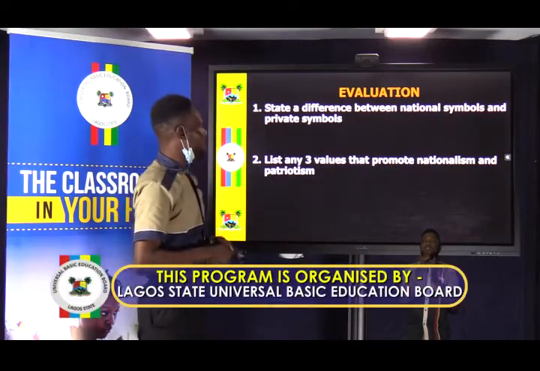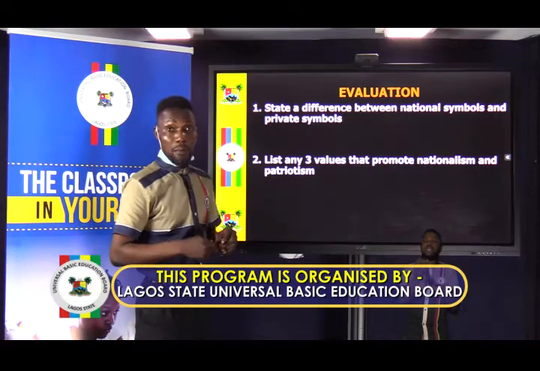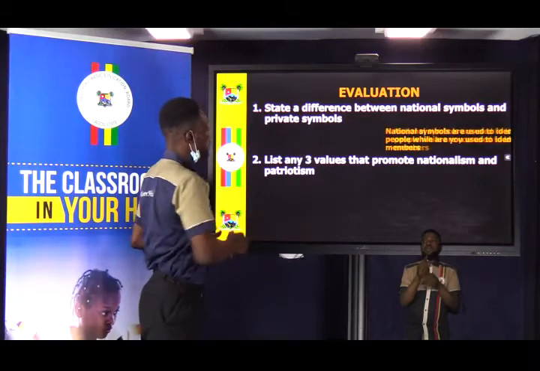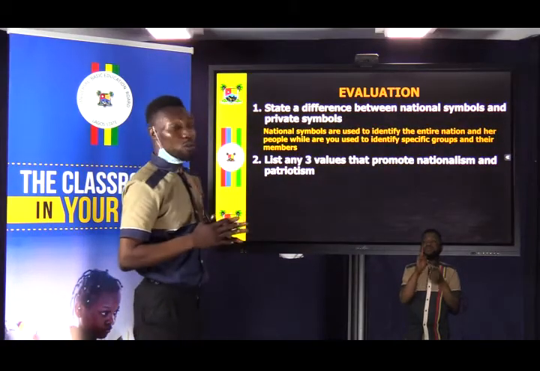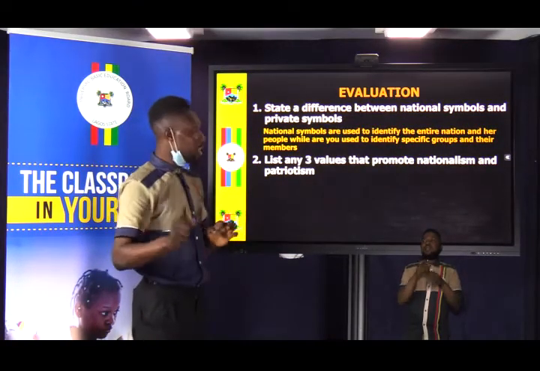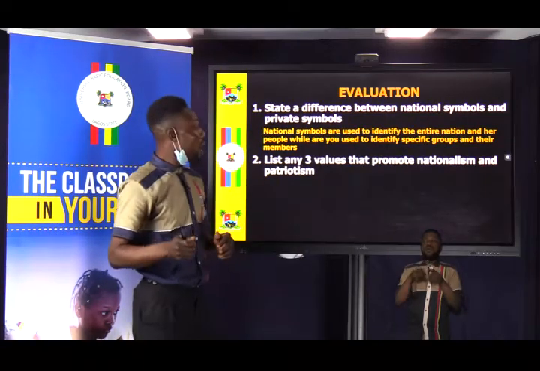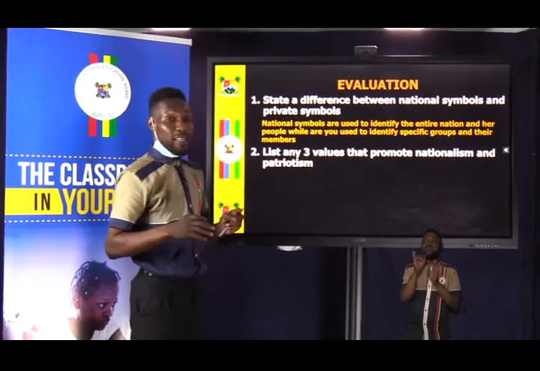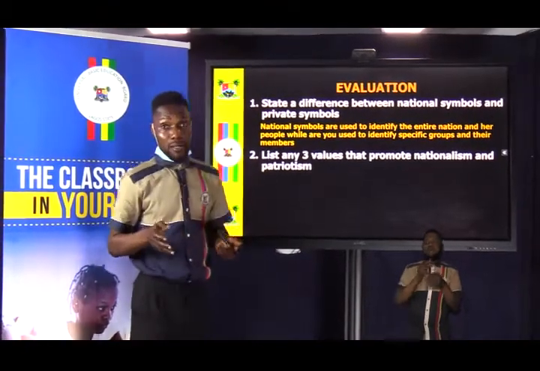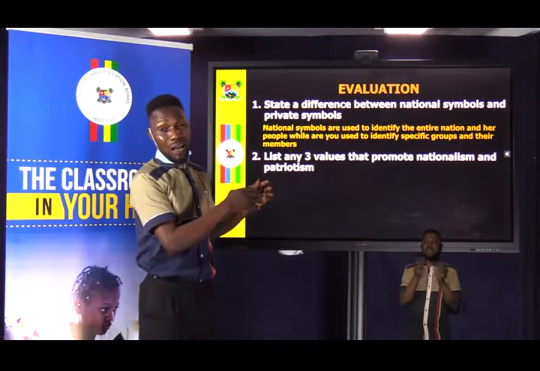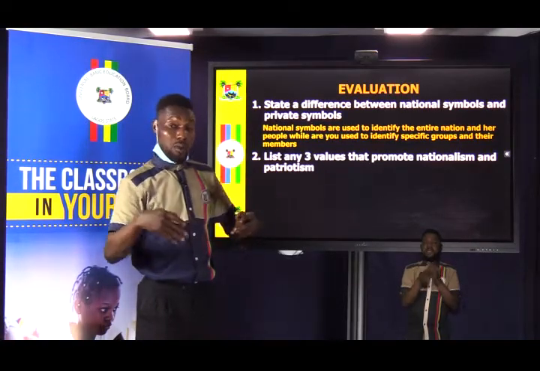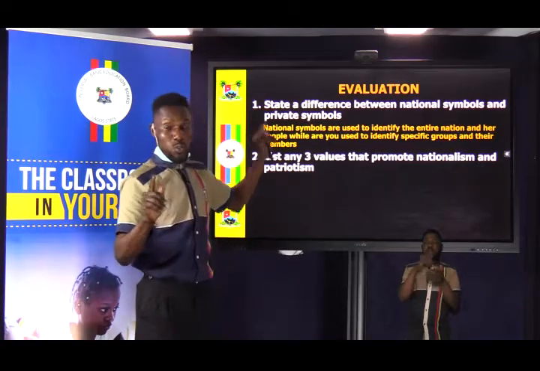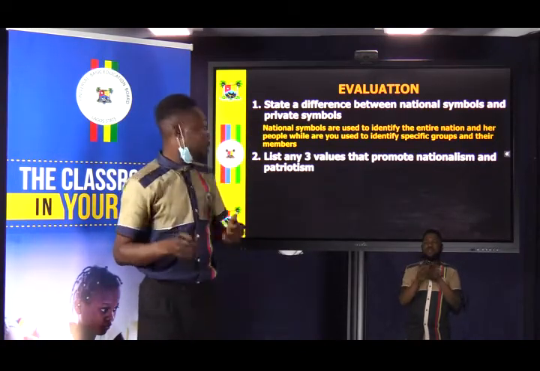The first question, state a difference between national symbols and private symbols. We have many, but just one. National symbols are used to identify the entire nation and the people, while private symbols are used to identify specific groups and their members. National symbols cannot be easily changed, while private symbols, you can wake up today and say you want to change, could be easily changed. We have many examples, but just one out of the words treated today is very correct.